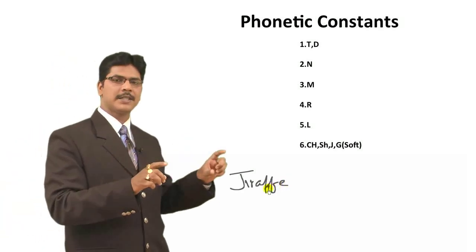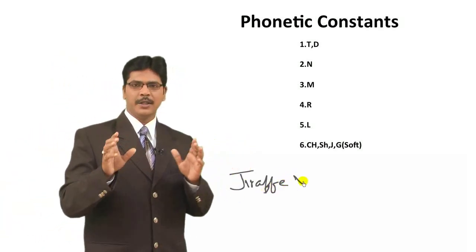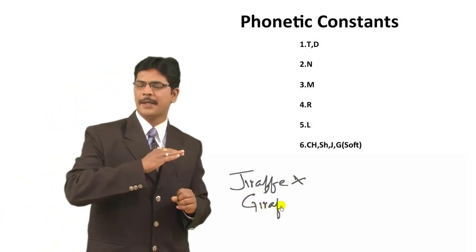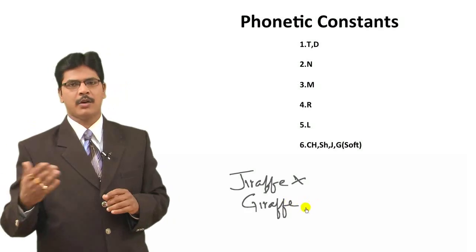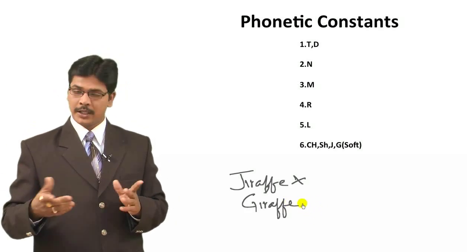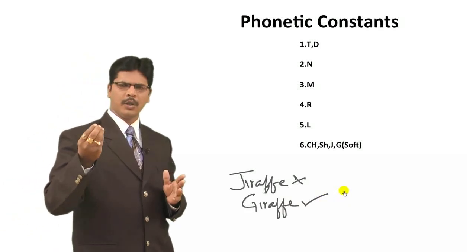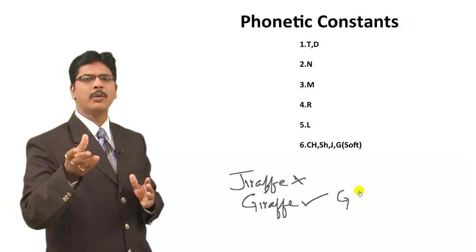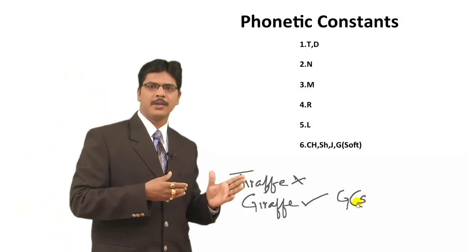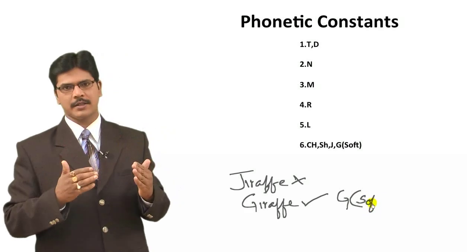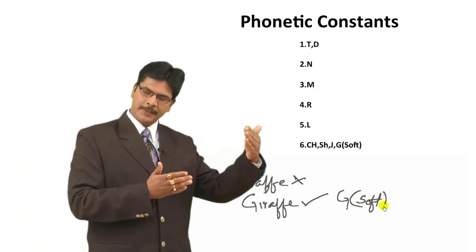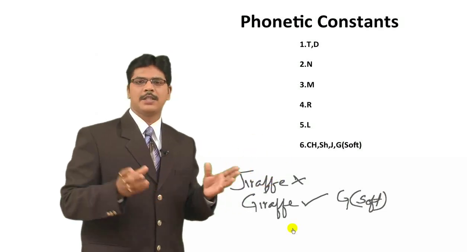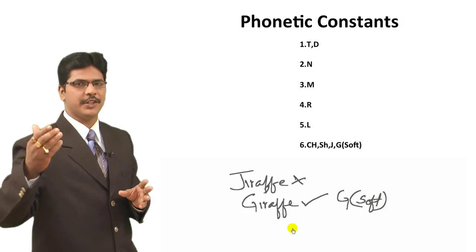So see, this G is sounding like J. Let me tell you, almost 90% of G's sound like G. You take any spelling with G and pronounce it: God, gang, grapes, gun, all the words starting with G sound like Ga only. But only 10% of G's sound like J. English people have understood this and they give names for this also. The G which sounds like J, they call it soft G. The G which sounds like G, they named it hard G.